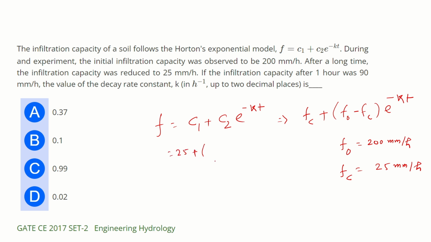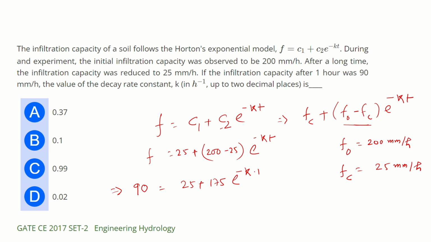So 25 plus what is C2? C2 is nothing but F naught minus FC. So 200 minus 25 e to the power minus k t. एक घंटे के बाद after 1 hour duration, F is given as 90 mm per hour, right? So एक घंटे के बाद infiltration is 90. So 25 plus 175 e to the power minus k into 1, right?